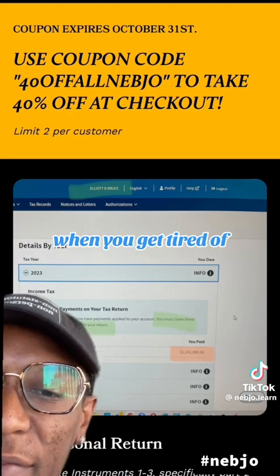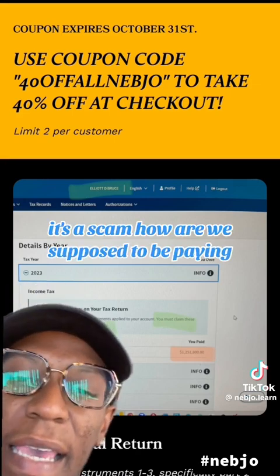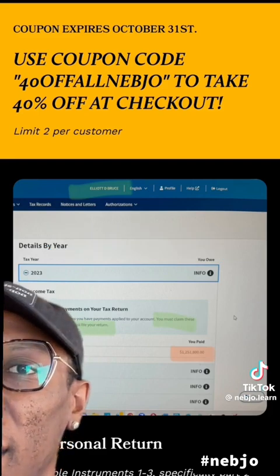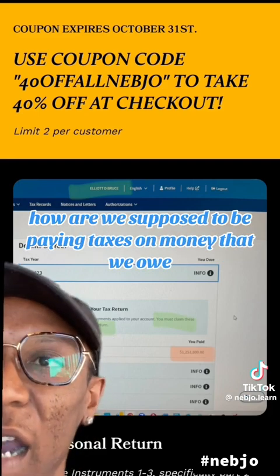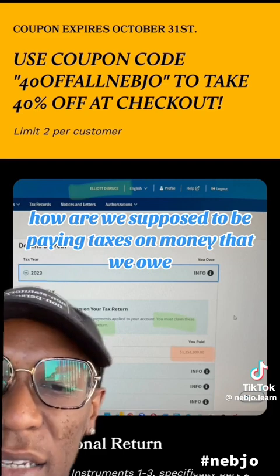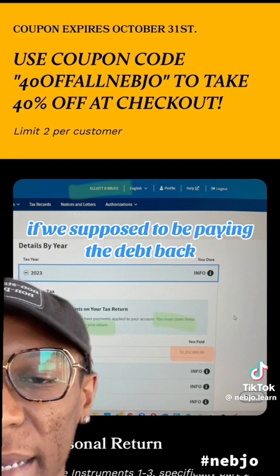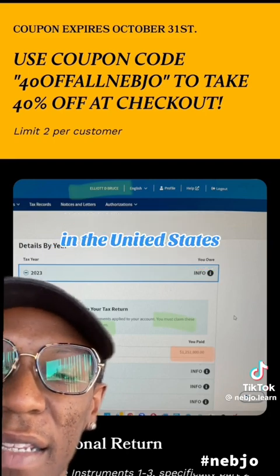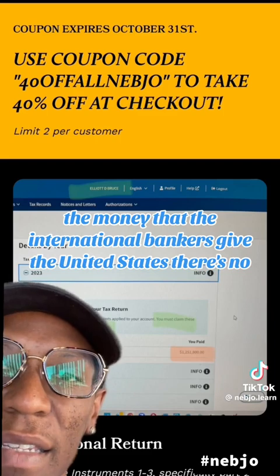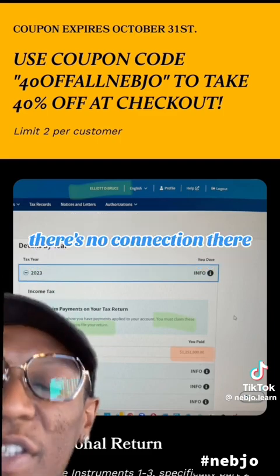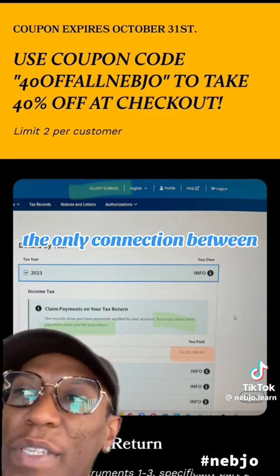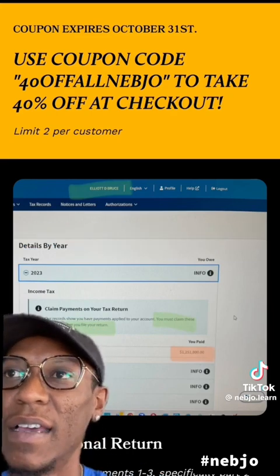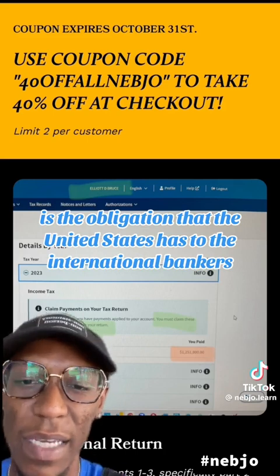When you get tired of it, it's a scam. How are we supposed to be paying, if the country's in debt, how are we supposed to be paying taxes on money that we owe if we're supposed to be paying the debt back? That's why there's no relationship between the international bankers and the United States. There's no connection there. The only connection between us and the international bankers is the obligation that the United States has to the international bankers.